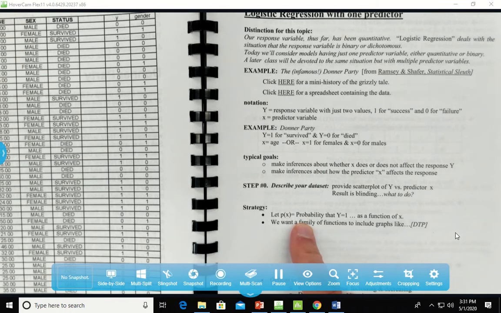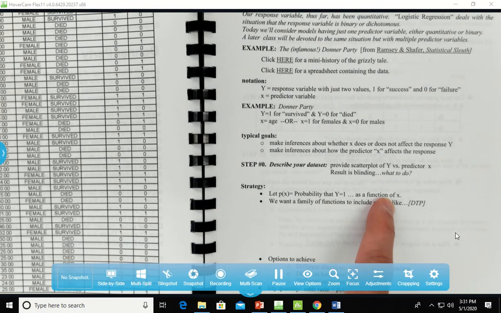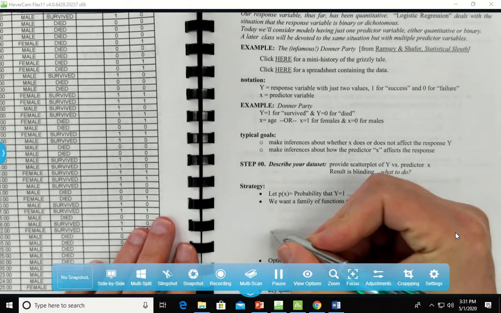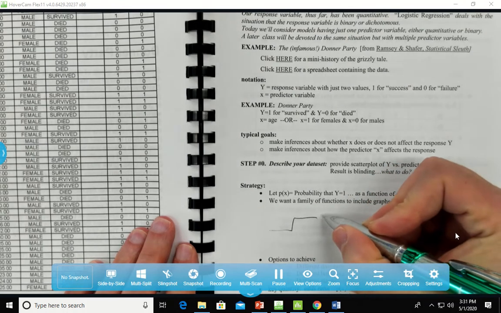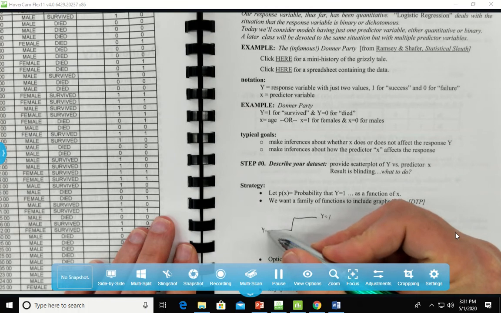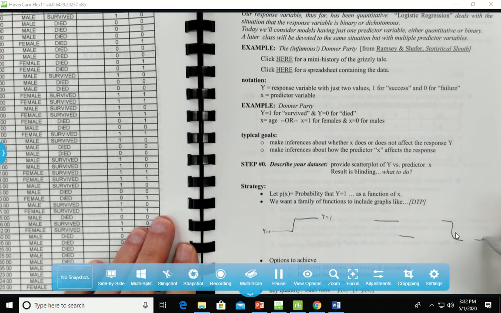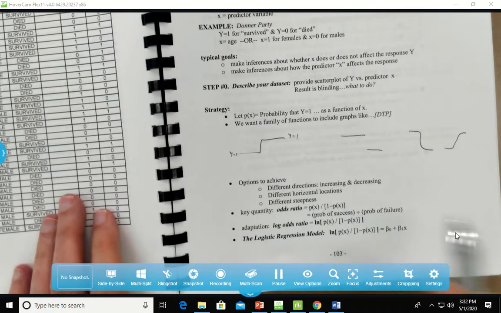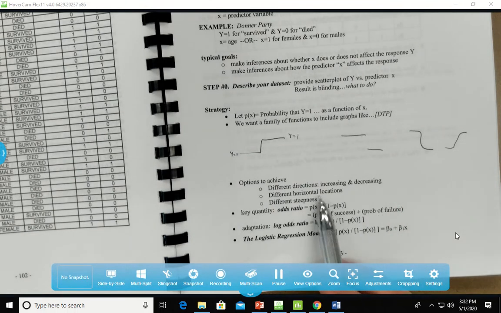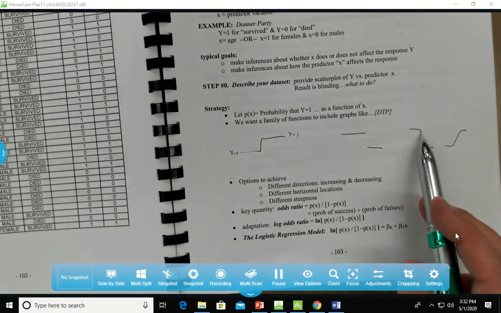What we want is to find the probability that y equals 1 as a function of x. Again, we want to find a family of curves where y equals 1 on one side and y is 0 after some point, or maybe the other way around, connecting them. So we want different directions, we may want to decrease or increase, with different horizontal locations, maybe x should be 3 or x should be 500, and different steepness.